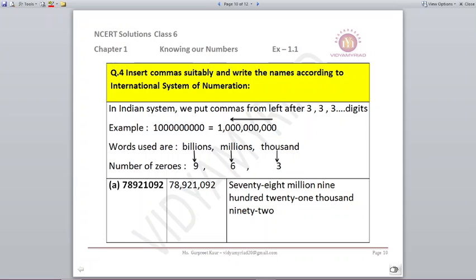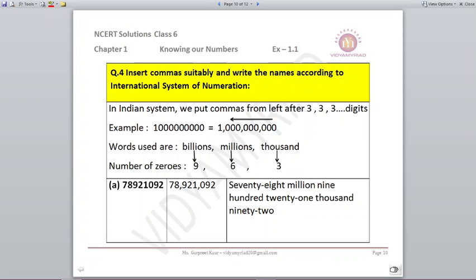Next, insert commas suitably and write the names according to the international system of numeration. So what is the international system? We use the words millions, billions. Okay, in billion we have 9 places, in million we have 6, in thousand we have 3. So accordingly we will put commas also. In the international system, the commas are after every 3 places or 3 digits from right to left.